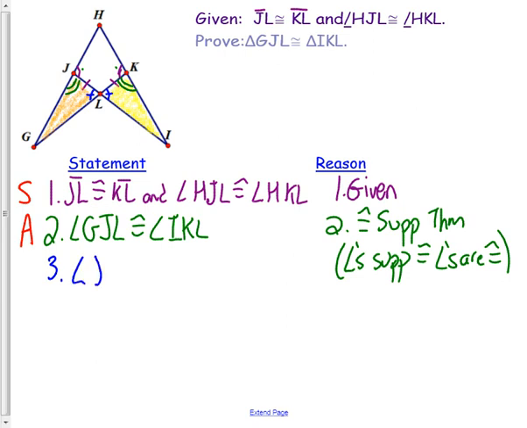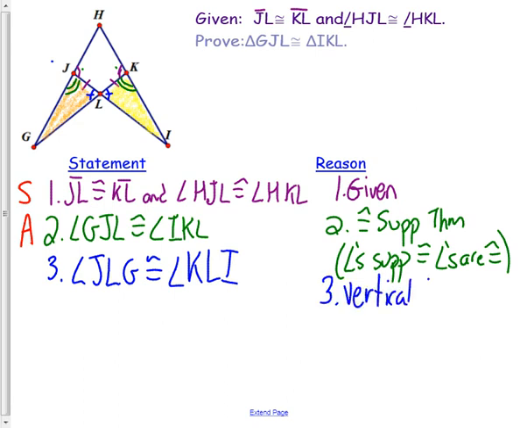So I will say that angle JLG is congruent to angle, and since I started at J on the side, I'm going to start at K. And I went to the center of the vertical angle and then down to the point. And again, my reason was the vertical angles theorem, which said vertical angles are congruent. This gives us another angle.